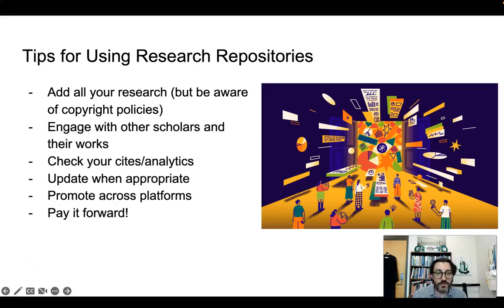Another one, which dovetails with one of the comments made earlier about recording your data and including that in information on things like annual evaluations and so on, is to check your sites and analytics. One reason for this is that some of these research repositories may pick up citations that are not picked up on Web of Science or Google Scholar, so you can actually find more citations that way.